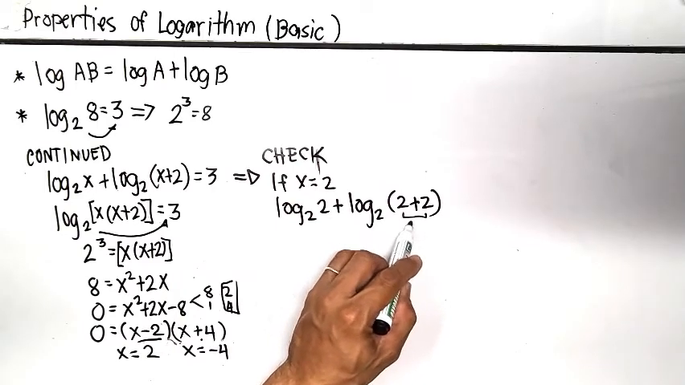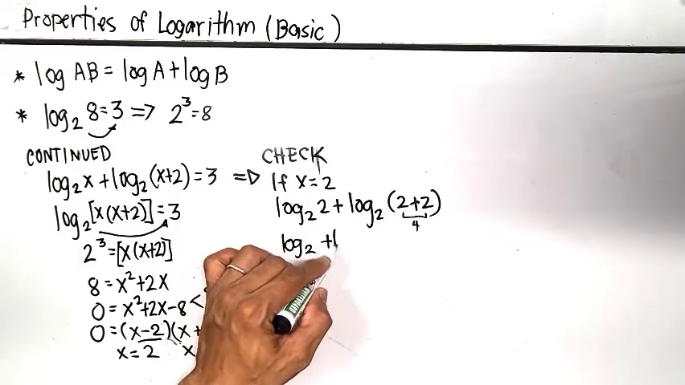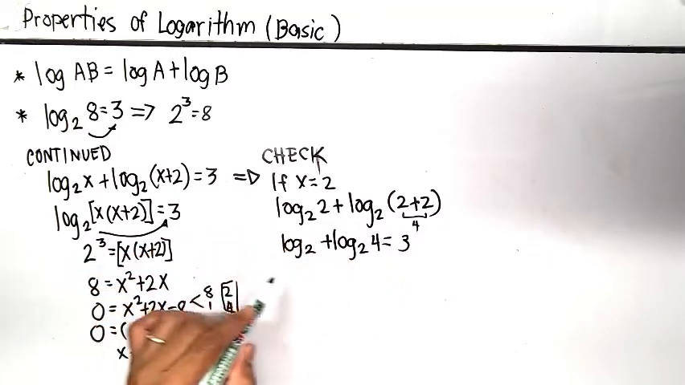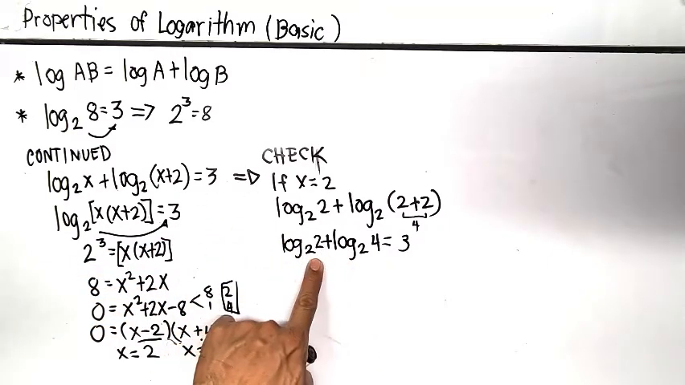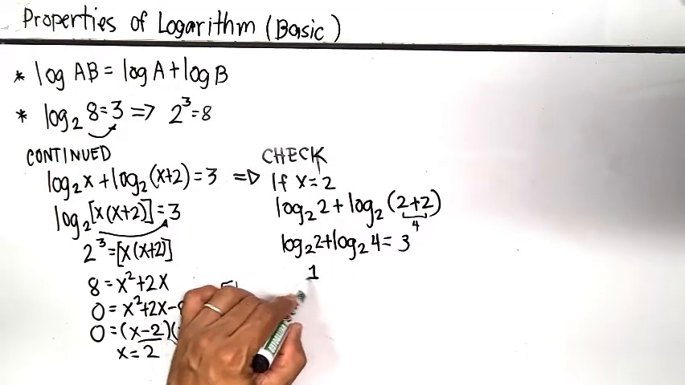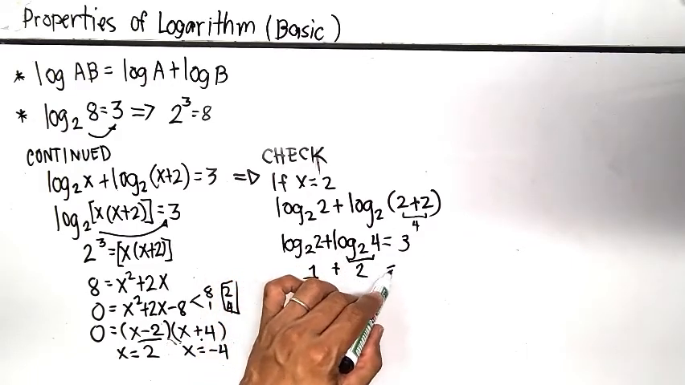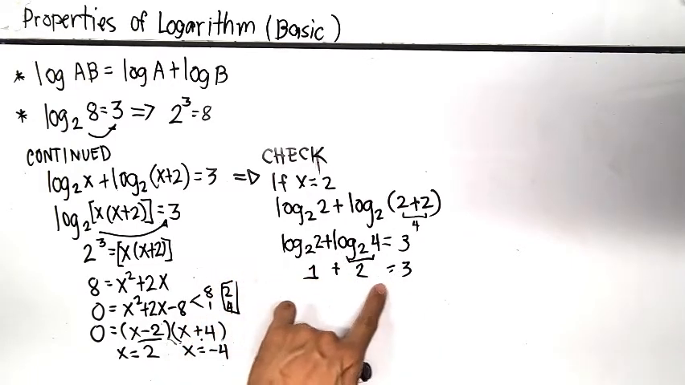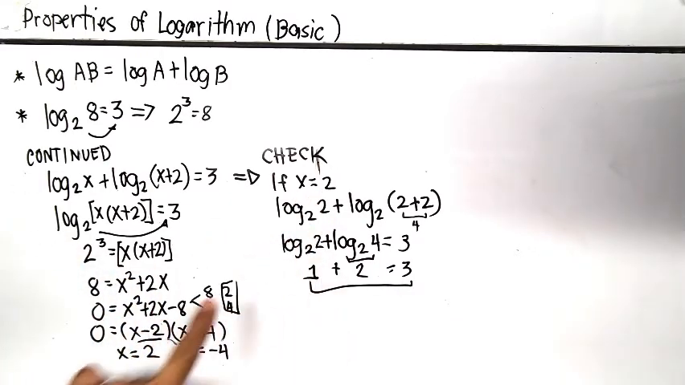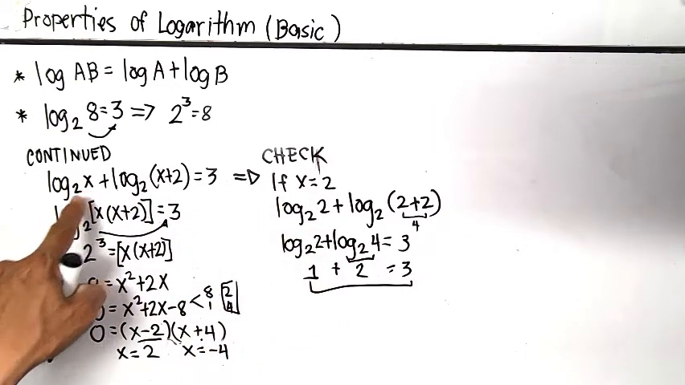That is 4. So log to the base 2 of 2 plus log to the base 2 of 4, is that equal to 3? Sorry, I missed the 2 here. The answer for this one is 1, then the answer here is 2. Is it true that 1 plus 2 is equal to 3? So 2 is a correct solution, or a correct value for x.